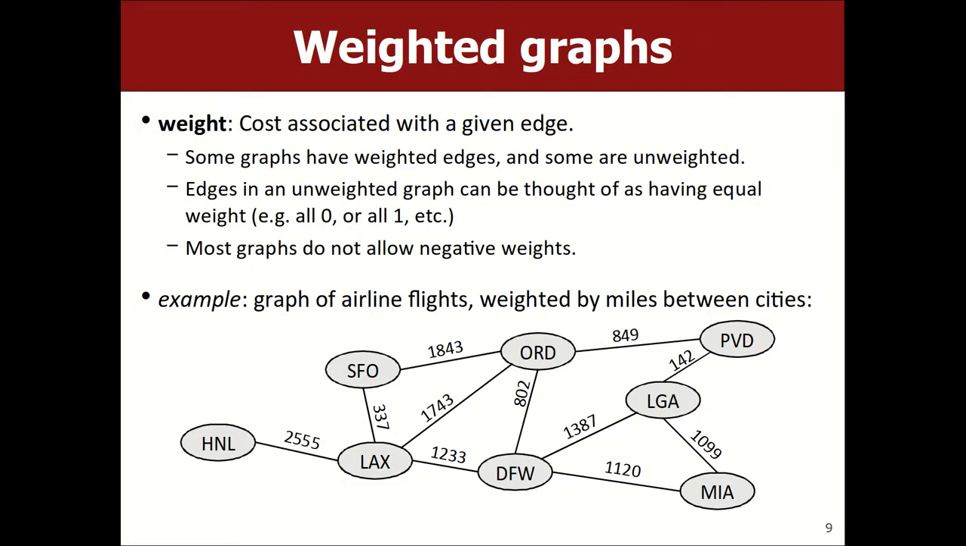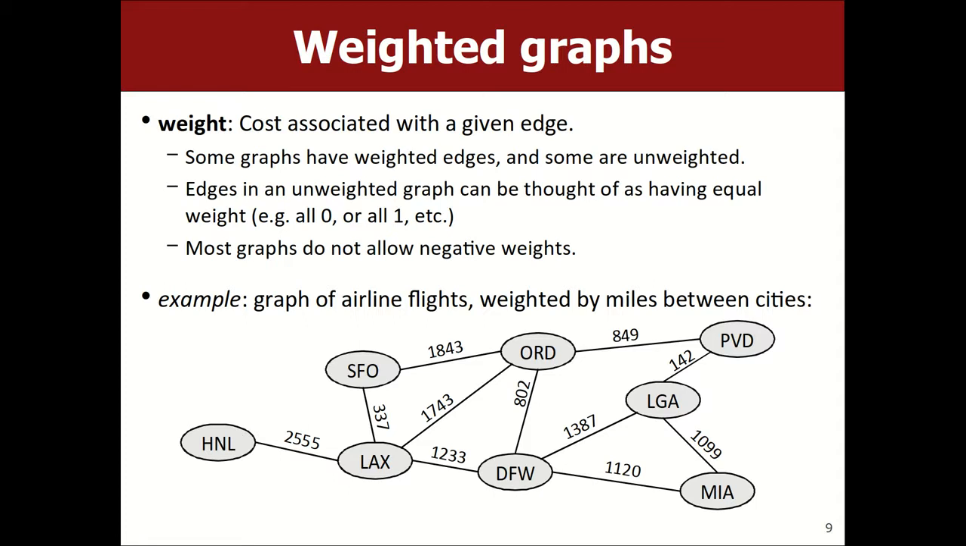And so let's talk about some variations of graphs, some different properties graphs can have or not have. Some graphs are what are called weighted graphs. A weighted graph is when the edges have some sort of number or cost or weight associated with them. Now, what does the weight mean? Well, it can mean anything. It depends what the data is, right?